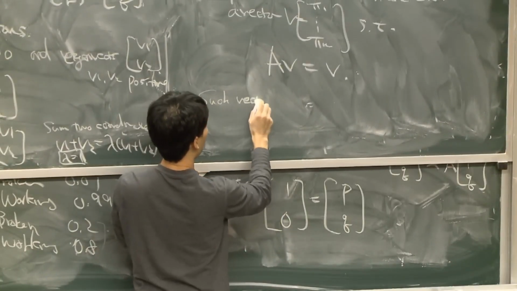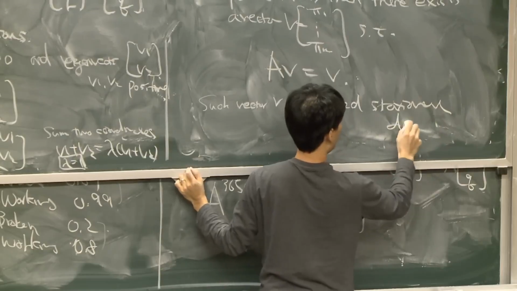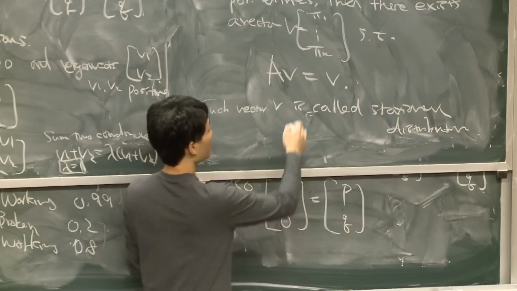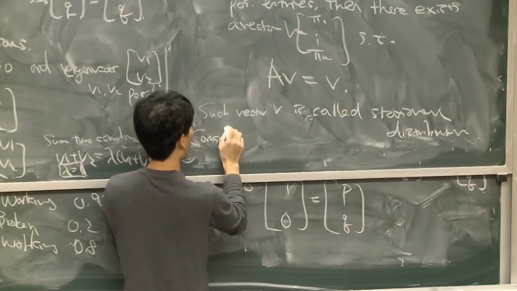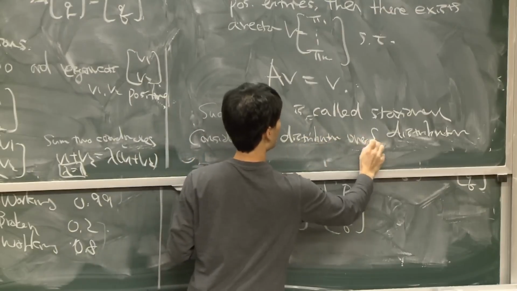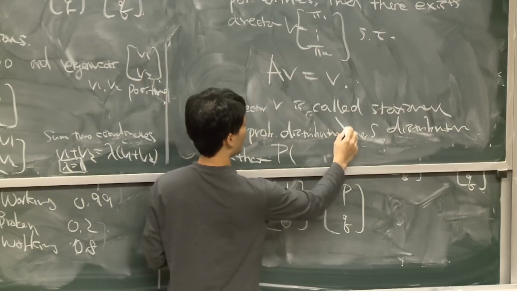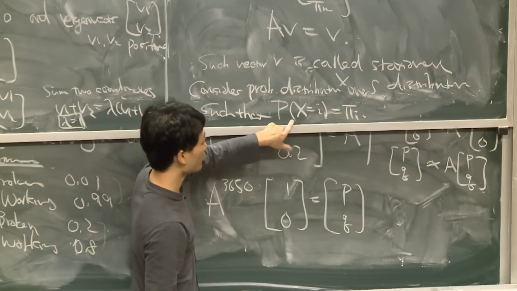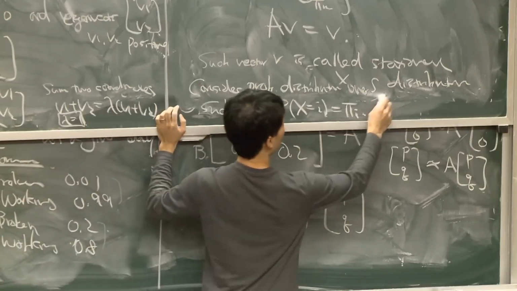Such a vector π is called... okay, it's not really right to say that a vector is a stationary distribution, but what I mean is, consider a probability distribution over the state space S such that the probability that the random variable X is equal to i is equal to π_i. If you start from this distribution, in the next step, you'll have the exact same distribution. That's what I'm trying to say here. That's called a stationary distribution.